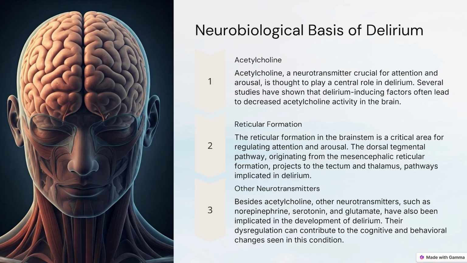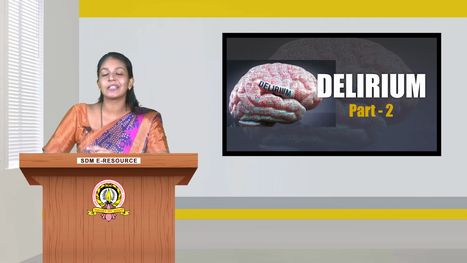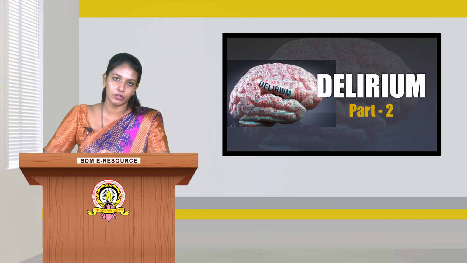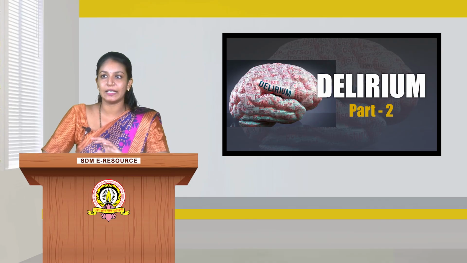Now coming to the neurological basis for delirium: as I stated in the previous slide, acetylcholine is one of the important neurotransmitters that leads to the development of delirium. Acetylcholine is very important for attention and arousal functioning, and if there is a decrease in that transmitter, that might also cause impairment of cognitive functions in delirium.